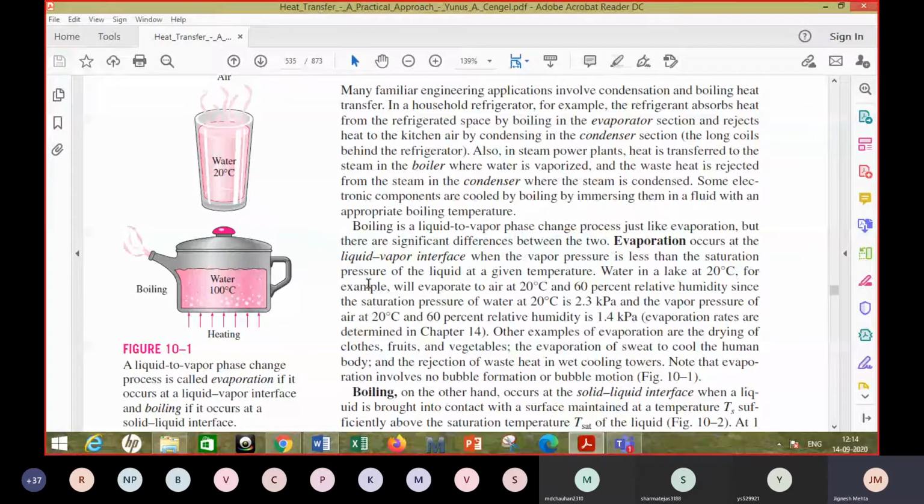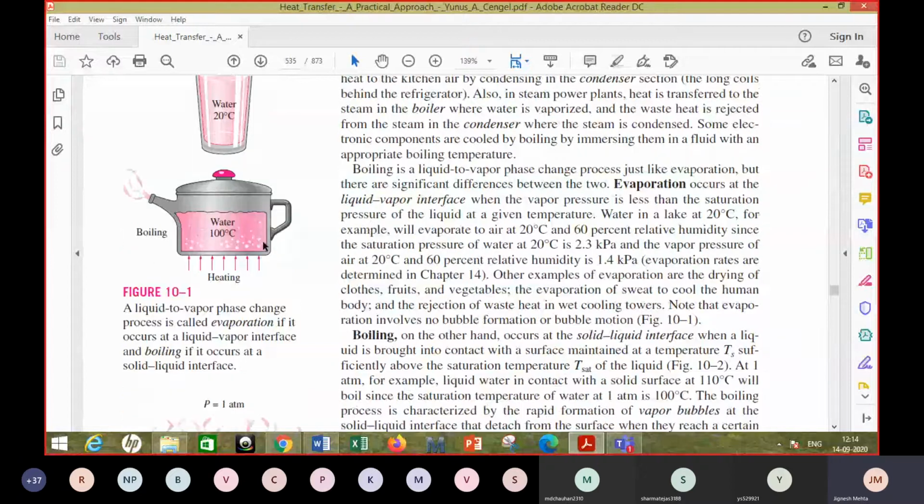Of course, there is something called subcooled boiling also, but in that case, generally the bubbles are not able to come out of the pool of the liquid, and they basically heat the remaining pool of the liquid. And we are going to talk about that also. Okay, so there has to be a difference.